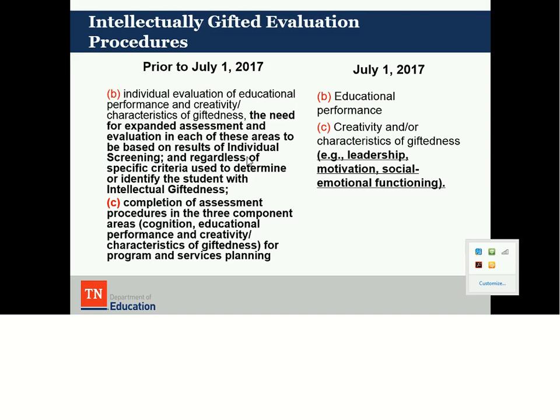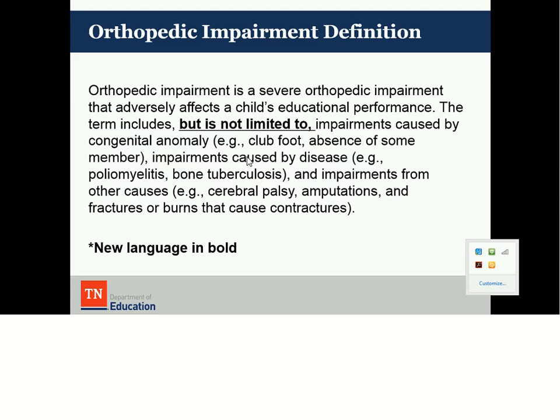So for orthopedic impairment, the only language that was added to the definition was to clarify that the example of different orthopedic impairments that's included is not exhaustive, and it's not limited to those that are included in the definition. That would include your congenital anomalies, your diseases that could potentially cause an orthopedic impairment, and the impairments caused by other things such as cerebral palsy, amputations, fractures, burns that cause contractures. So you can see it's not limited. If there is another severe orthopedic impairment that a doctor has identified, then again, that can be considered.